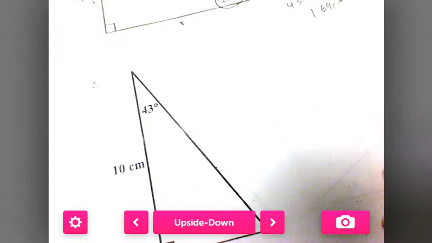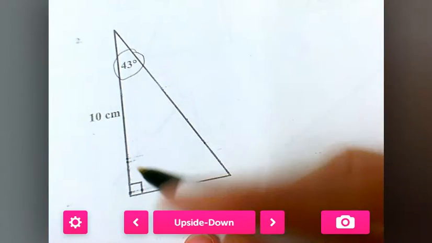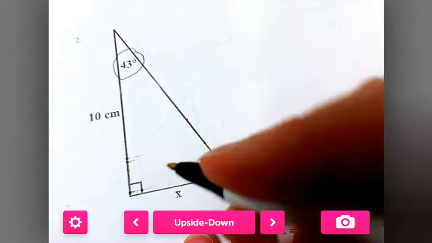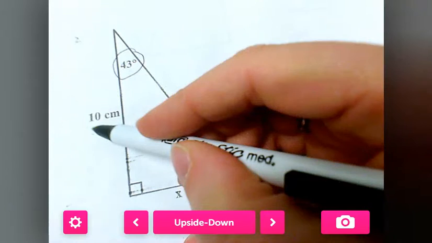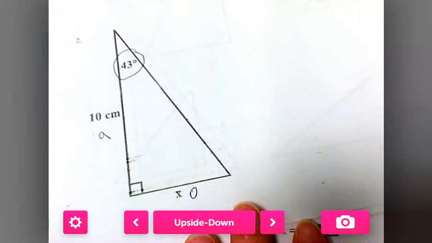The first thing I'm going to do is circle my angle. What is x to that? Is that the opposite, adjacent, or hypotenuse? It's opposite. What is 10 to 43? Adjacent. So which of my trig functions uses A and O, or O and A? Sine, cosine, or tangent? Tangent.